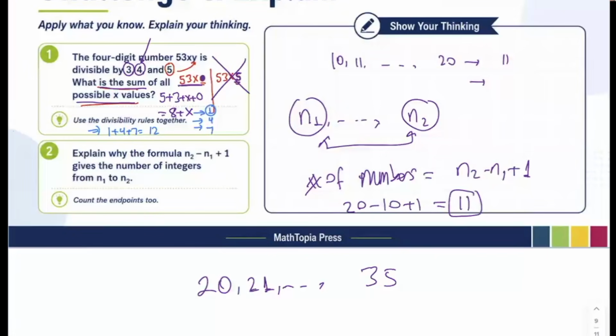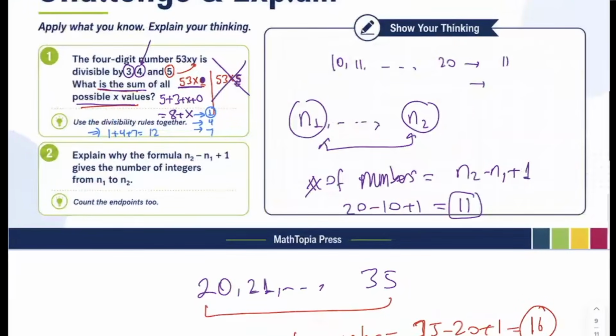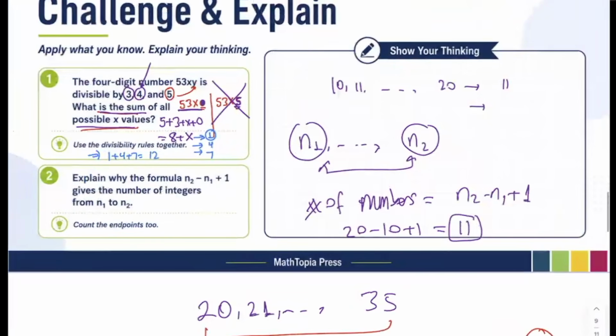How many numbers do we have? It's a different question. So it's not 15, right? The number of numbers is 35 minus 20 plus 1, which is 16. We are just looking for this. There's a problem that asks to explain why the formula n2 minus n1 plus 1 works. Is this in the book? Yes, there is one problem for that. It's asking for the number of numbers between two numbers.